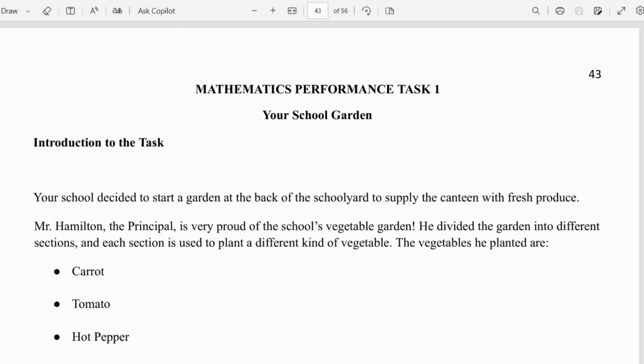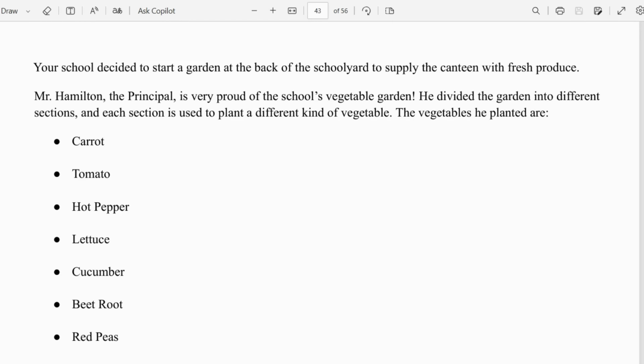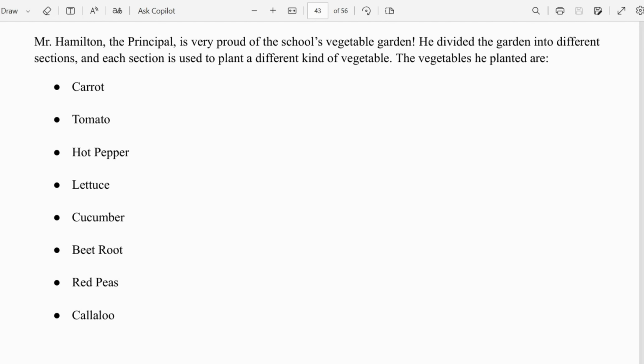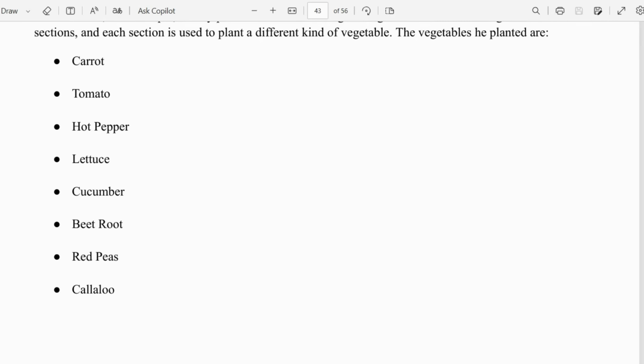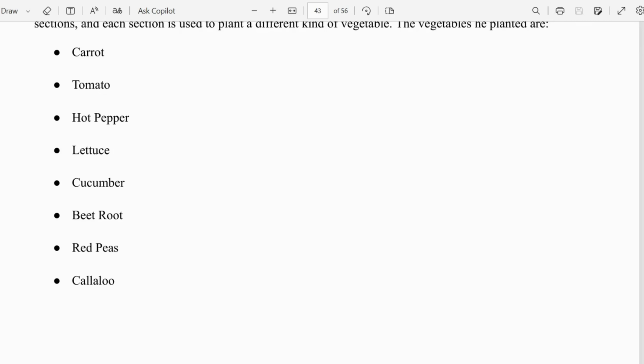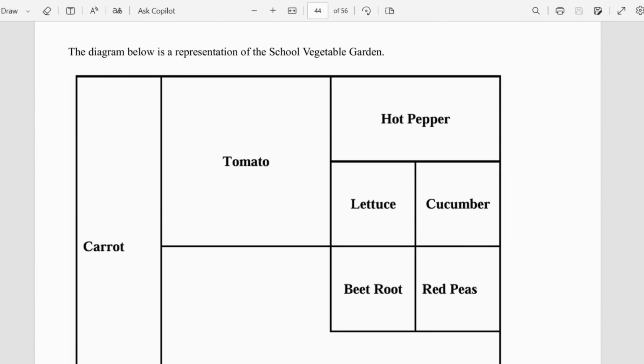It's your school garden. Your school decided to start a garden at the back of the schoolyard to supply the canteen with fresh produce. Mr. Hamilton, the principal, is very proud of your school's vegetable garden. He divided the garden into different sections and each section is used to plant a different kind of vegetable. The vegetables he planted are carrot, tomato, hot pepper, lettuce, cucumber, beetroot, red peas, and callaloo. The diagram below is a representation of the school vegetable garden.